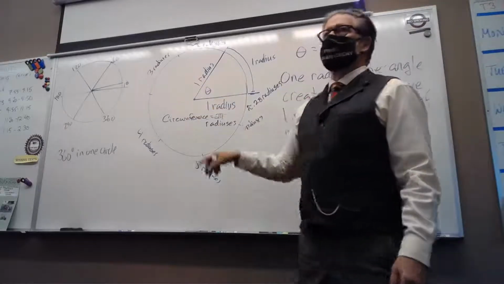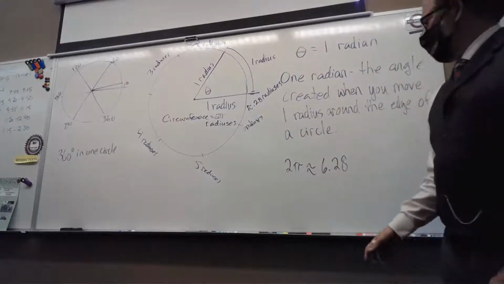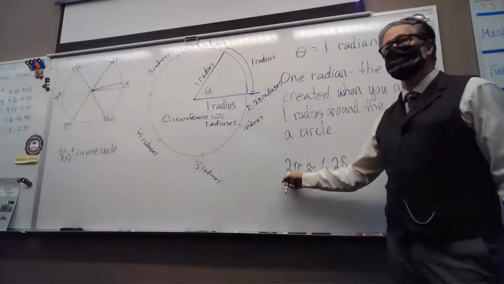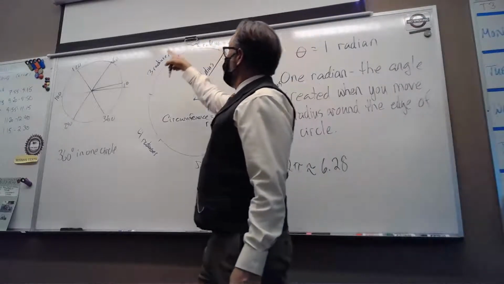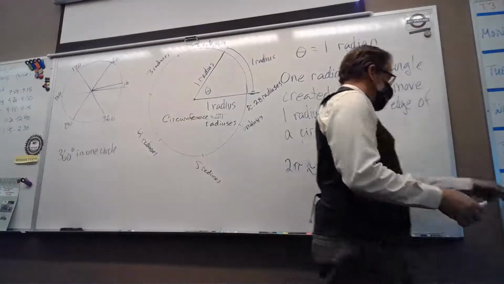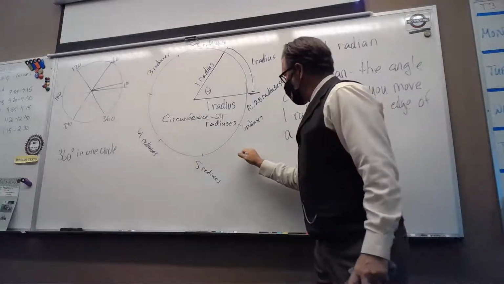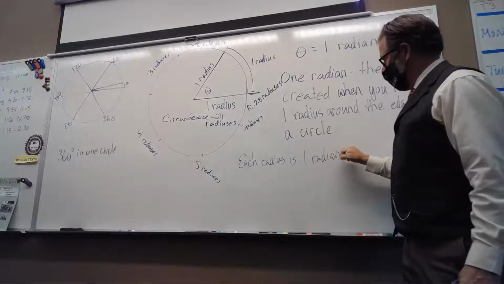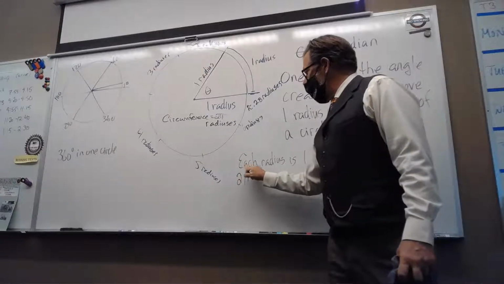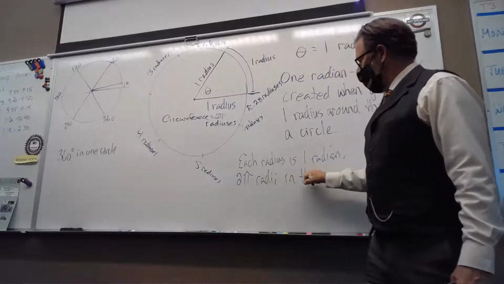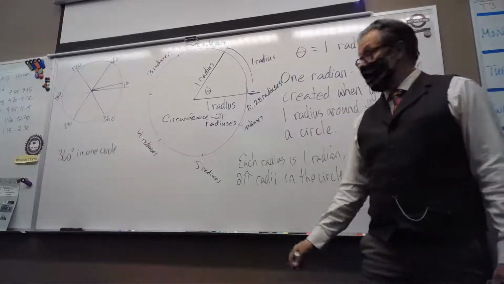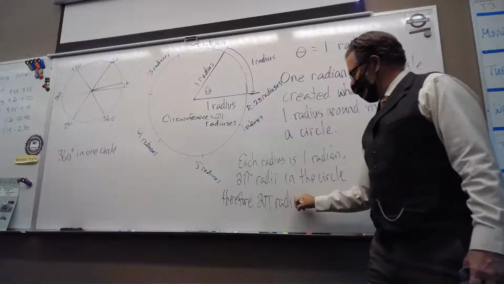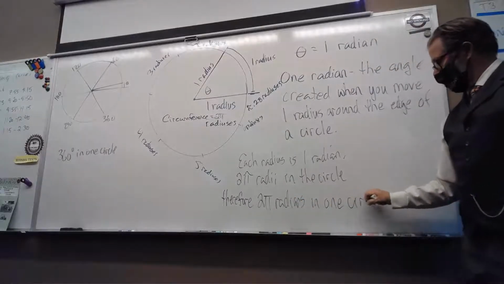So how many of these angles do I have in the full circle? 6 and an extra little bit. But how many do I have exactly? Each radius is 1 radian. 2 pi radii in the circle. Therefore, 2 pi radians in 1 circle.